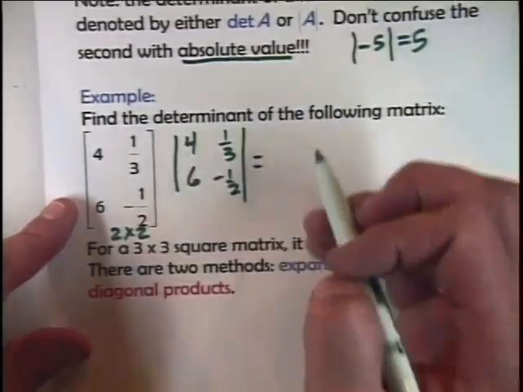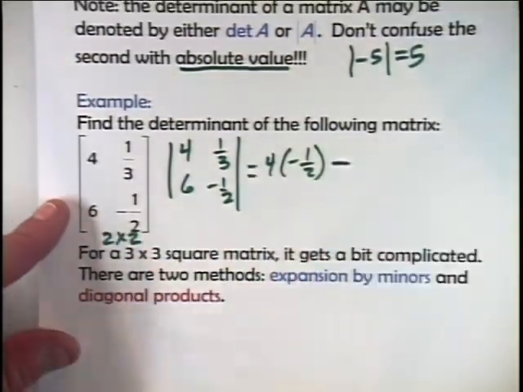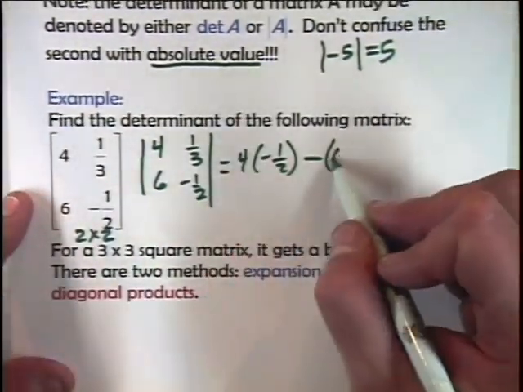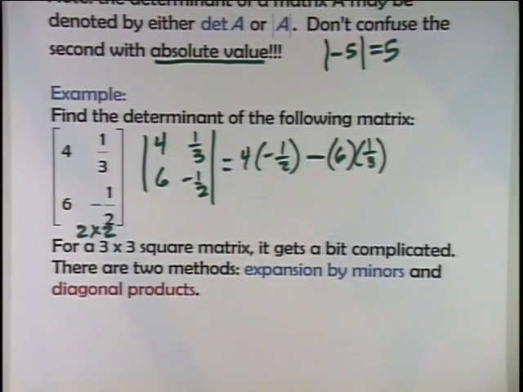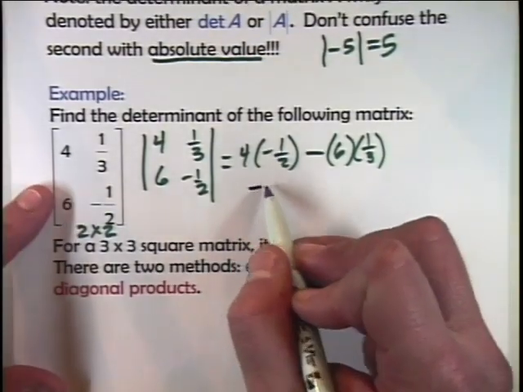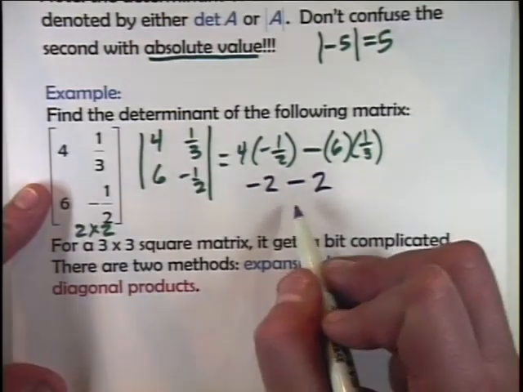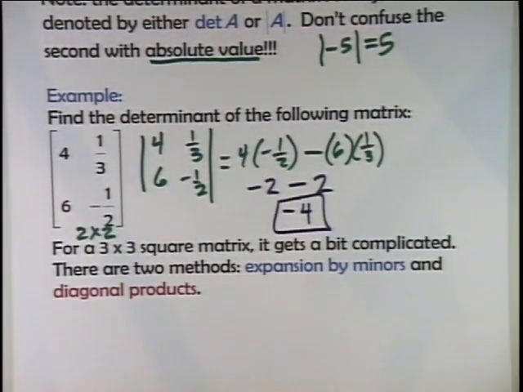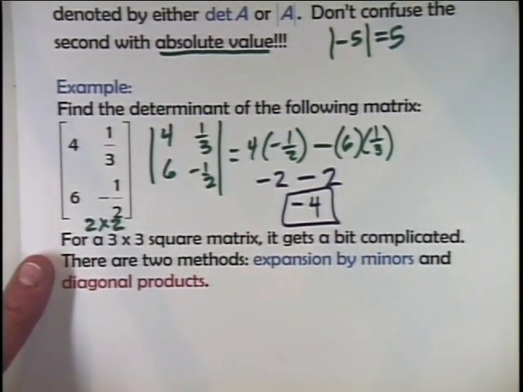So 4 times -1/2, there's the product of the main diagonal. We always subtract in the middle here, and then we take the product of this other diagonal. 6 times 1/3. Now you might be able to do some of that in your head, which is fine. Just be careful as you're writing it down. 4 times -1/2 is -2. Minus 6 divided by 3 is 2. -2 minus 2 is -4. So -4 is the unique value. If we do it right, there's only one we can get for that particular 2 by 2 square matrix.